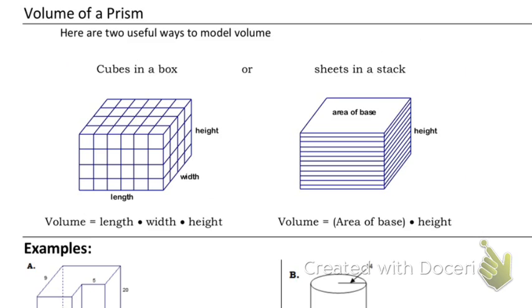Okay, so it's just about organizing. Today we're going to talk about volume. So we talked about surface area. Surface area was adding up our two-dimensional objects.